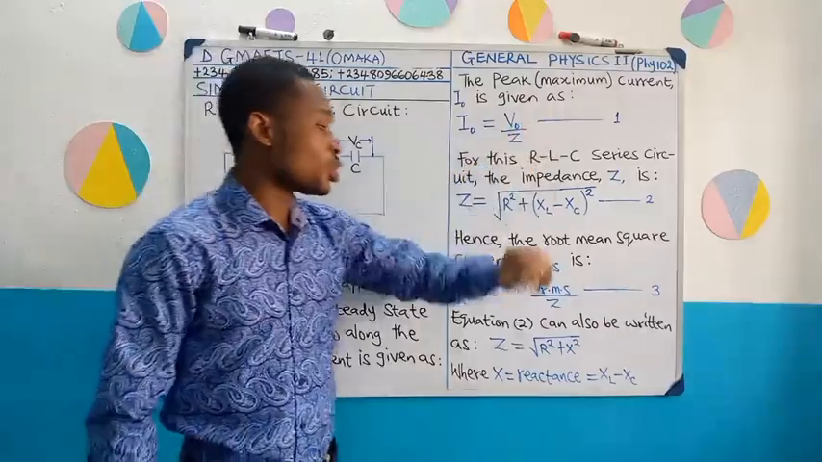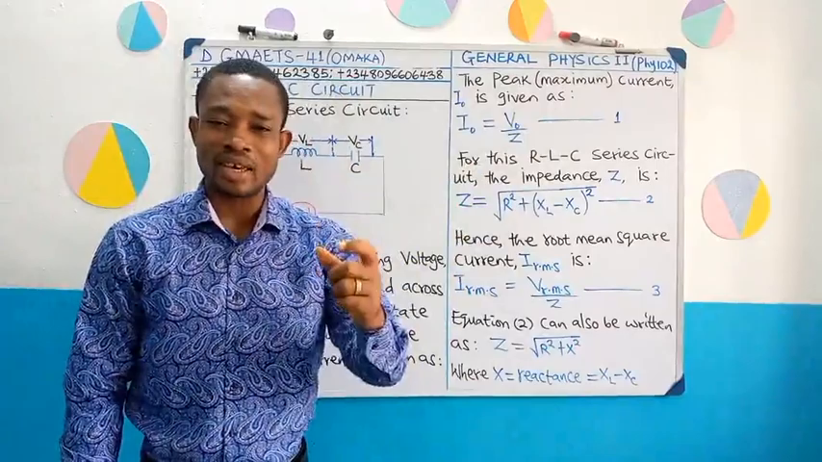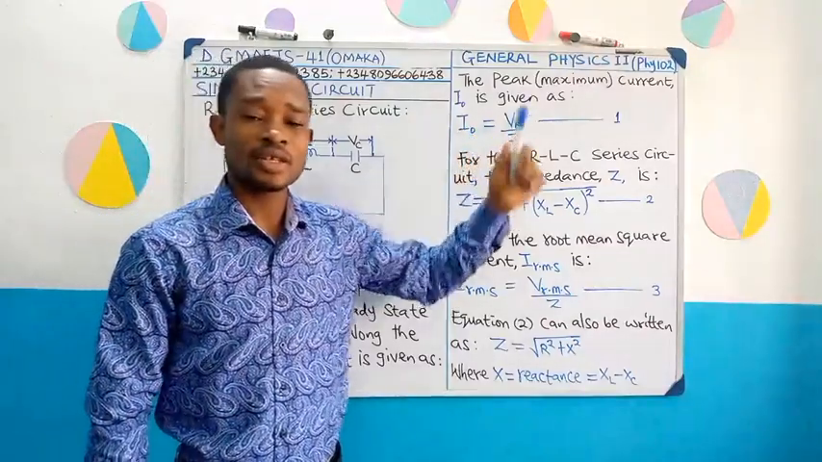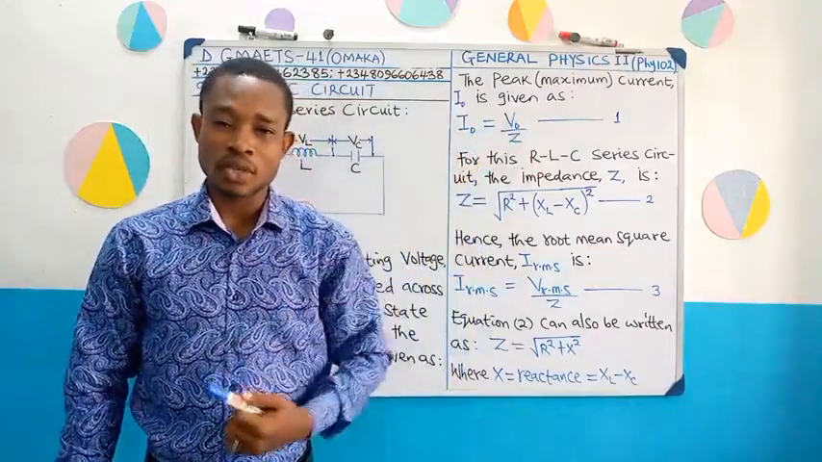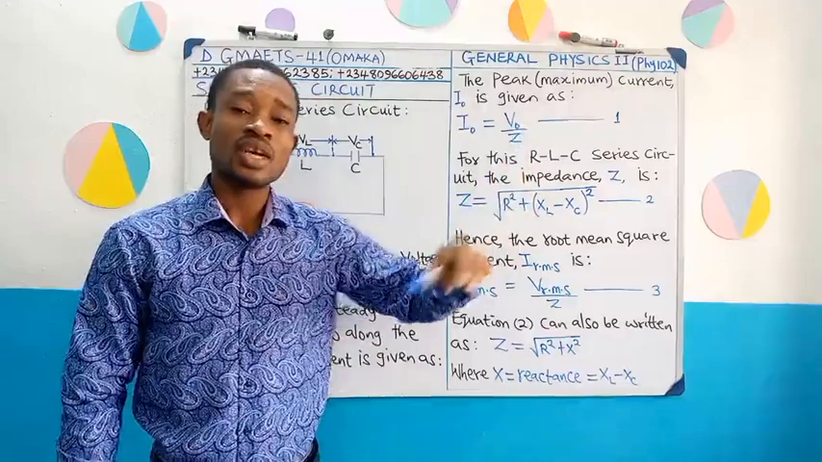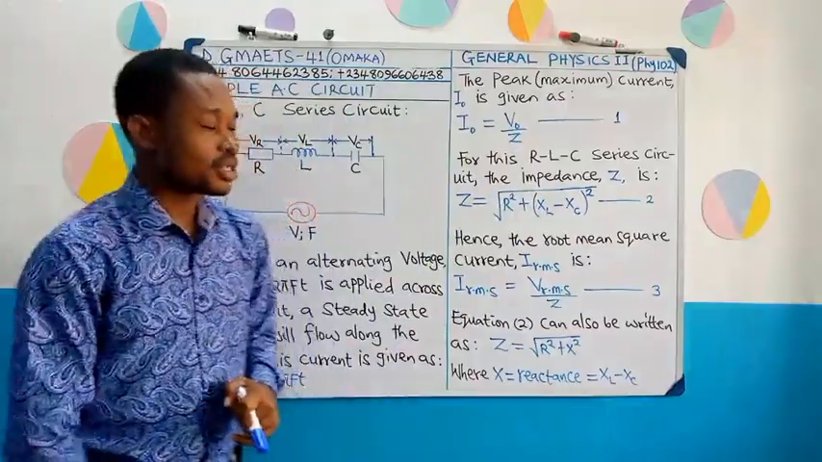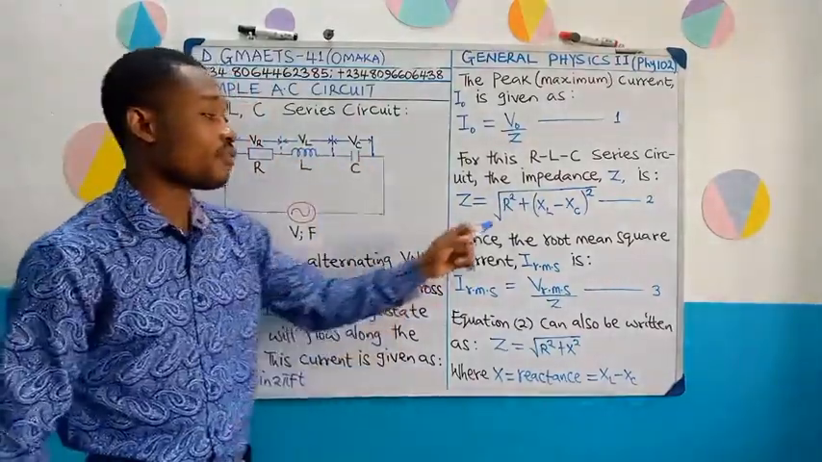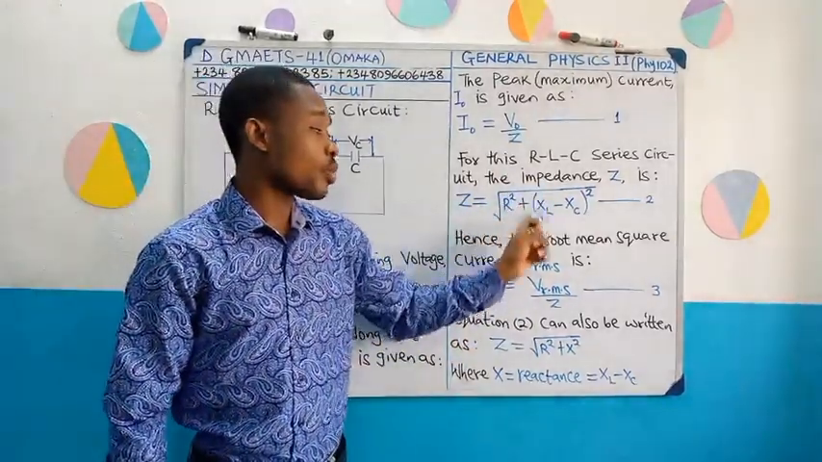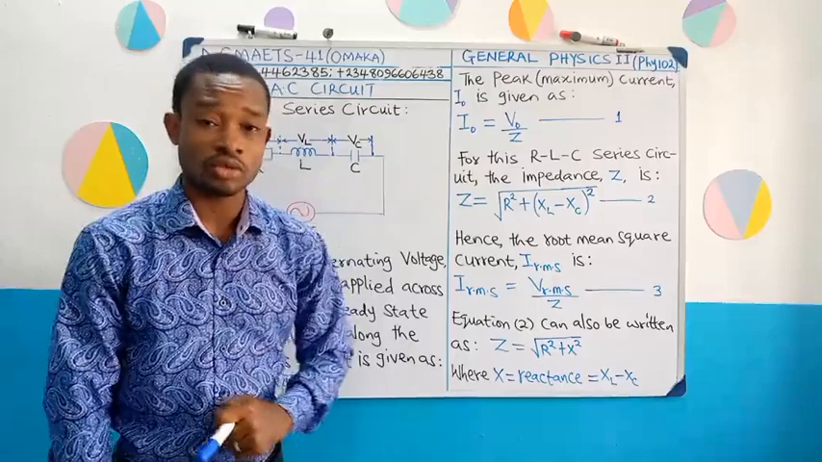Alright, let's look at equations 1, 2, and 3 as we have on the board there. Equation 1 defines the peak, the maximum current, I sub 0, and we obtain it using the peak voltage, the maximum voltage, V sub 0, divided by the impedance, Z. Is that okay? Now, Z, the impedance, considering these three elements here, has the formula given by equation 2. Z is equal to the square root of R squared plus open bracket XL minus XC, close bracket, raised to the power 2.